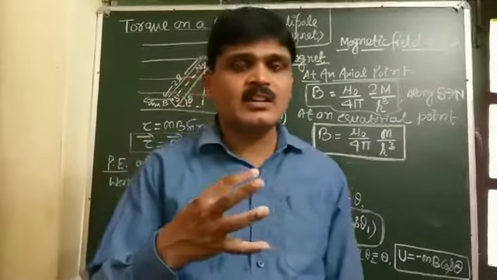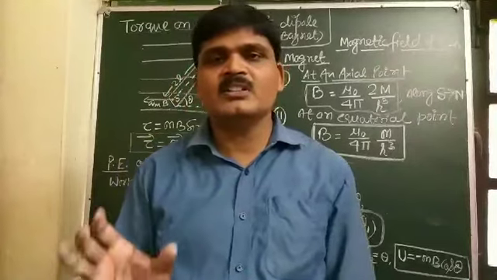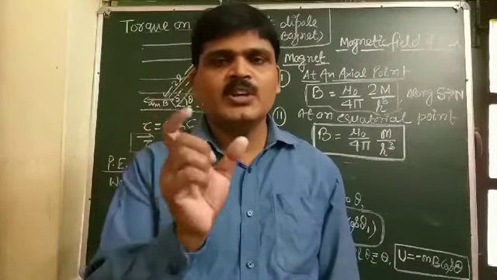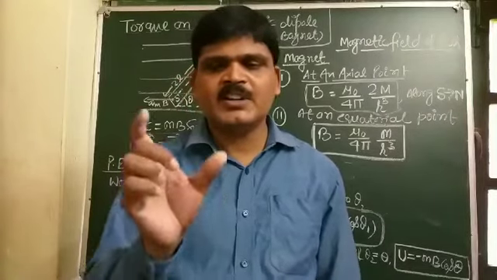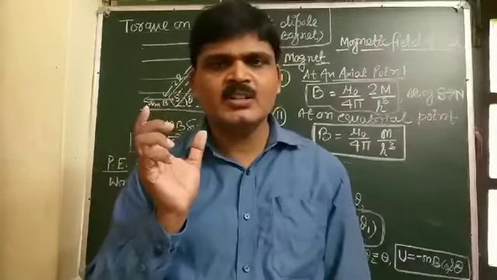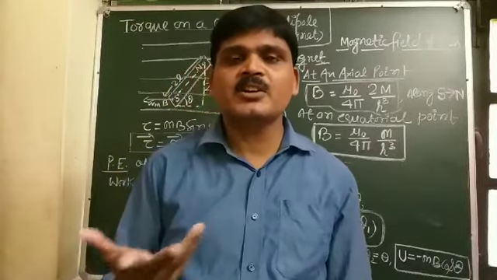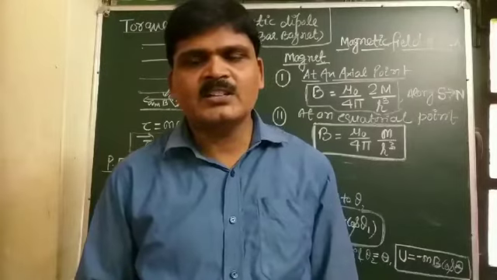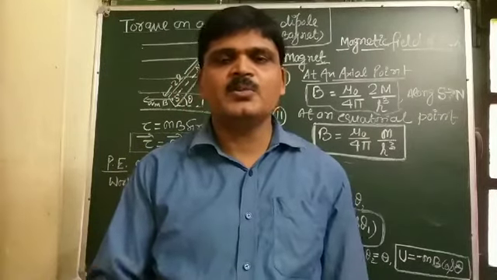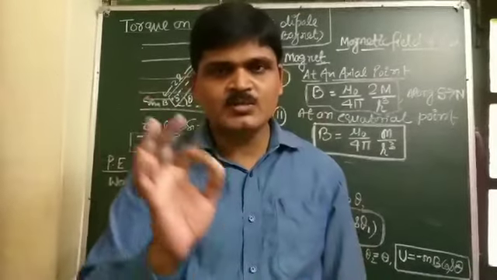In electrostatics you have already learned what an electric dipole is: two equal and opposite charges, minus q and plus q, separated by a small distance 2l. This forms an electric dipole. And you know what the electric dipole moment is. It is the product of the magnitude of either charge and the separation between the two charges, that is 2l.